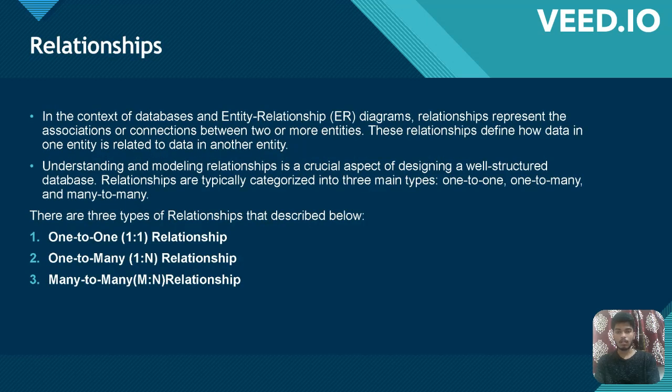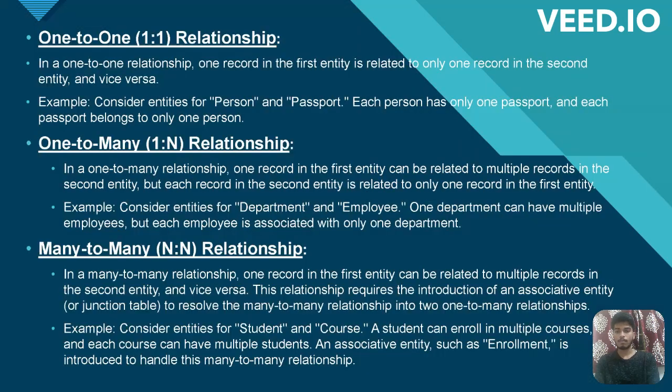Relationships in the context of database and entity relationship diagram. Relationships represent the associations or connections between two or more entities. These relationships define how data in one entity is related to data in another entity. Understanding and modeling relationships is a crucial aspect of designing a well-structured database. Relationships are typically categorized into three main types: one-to-one, one-to-many, and many-to-many. These are shown below: one-to-one relationship, one-to-n relationship, many-to-many relationship, and many-to-one relationship.